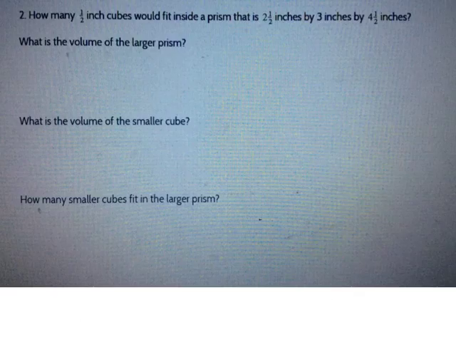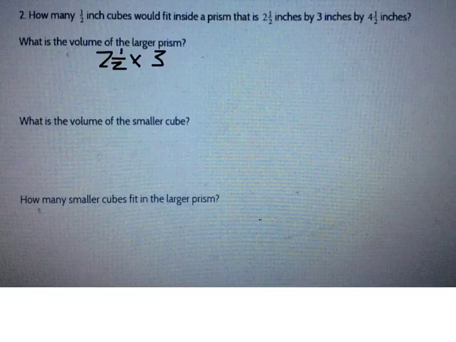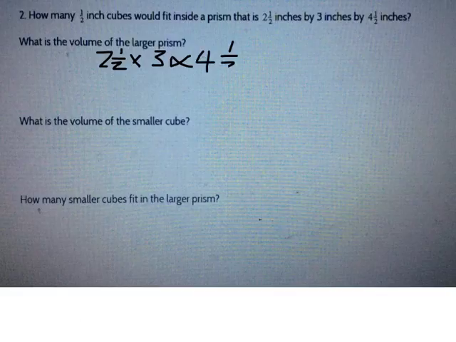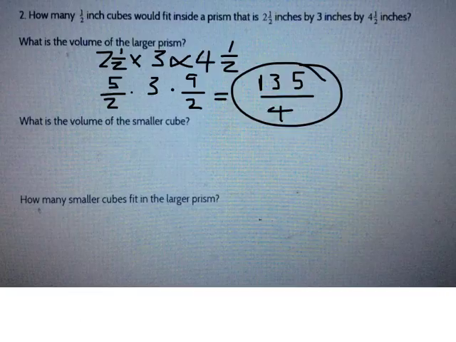Now you try one. How many 1/2 inch cubes would fit into a prism that is 2 1/2 inches by 3 inches by 4 1/2 inches? First, what's the volume of the larger prism when I multiply 2 1/2 times 3 times 4 1/2? Go ahead and solve that problem now. Make sure you convert to improper fractions. The volume is 135 over 4.